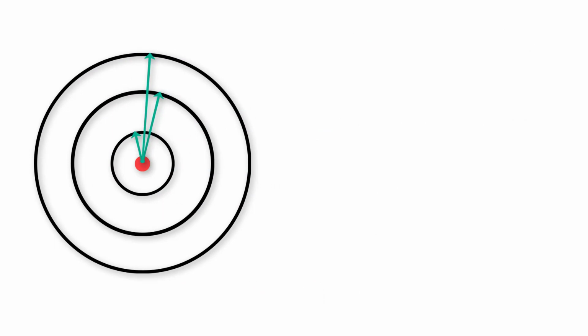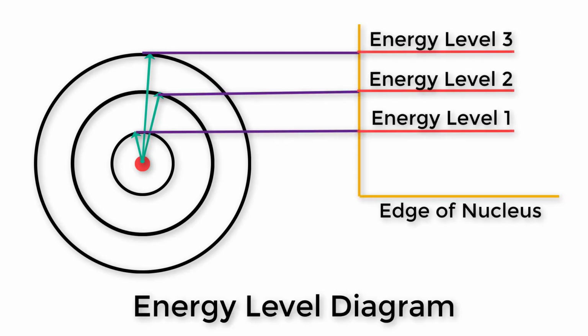A convenient way of representing the energy of different orbits is the energy level diagram. The first orbit represents the first energy level. The second orbit indicates the second energy level, and so on. The larger the orbit of an electron, the greater is its energy and higher is the energy level.